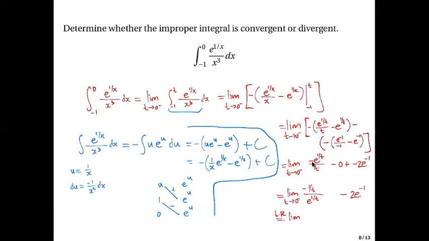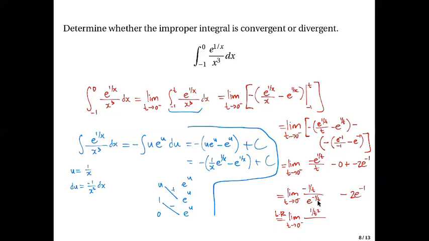So we have the limit as t approaches 0 from the left. For this guy, we apply L'Hopital's rule. We have 1 over t squared. For this guy, I forgot the negative. So we have negative 1 over t there, because I put it on the denominator, so the exponent will be negative.